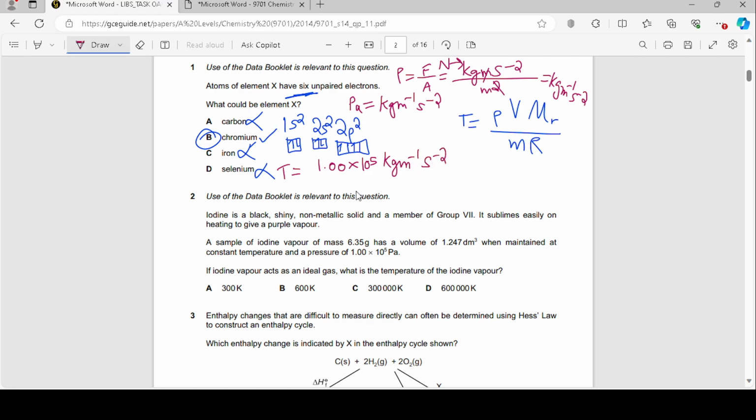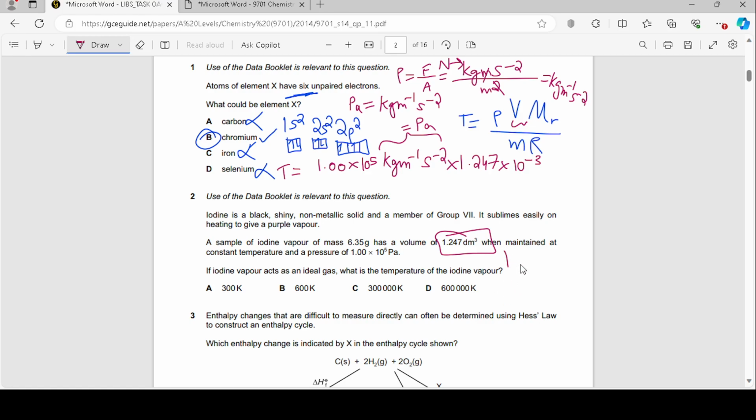Okay, anyways, so that's 1 into 10 to the power of 5 pascals. This is multiplied by the volume, right? So volume is 1.247 cubic decimeters. Now I want to convert that into cubic meters, so I multiply by 10 to the power of minus 3, right?